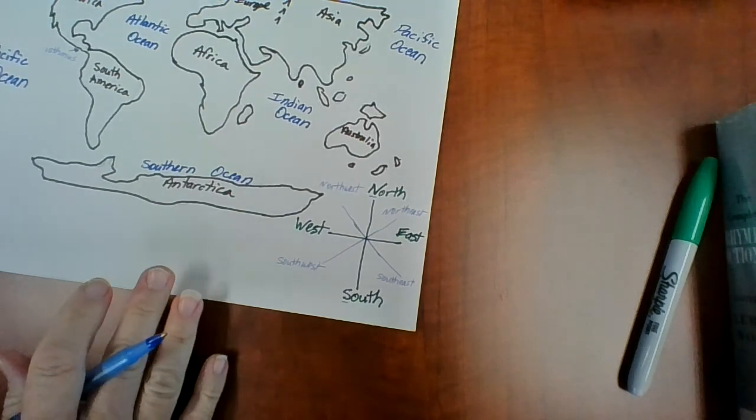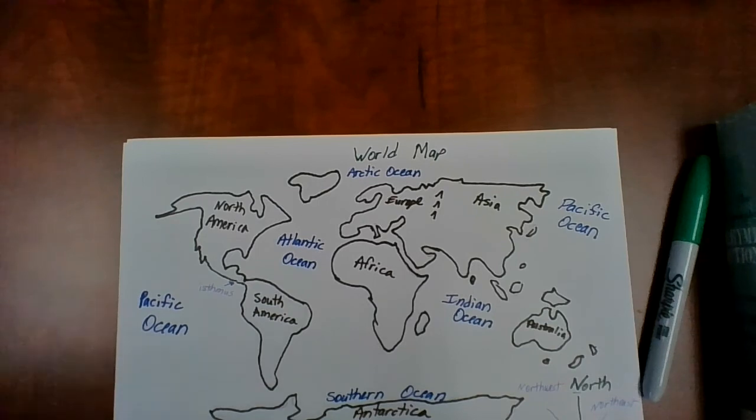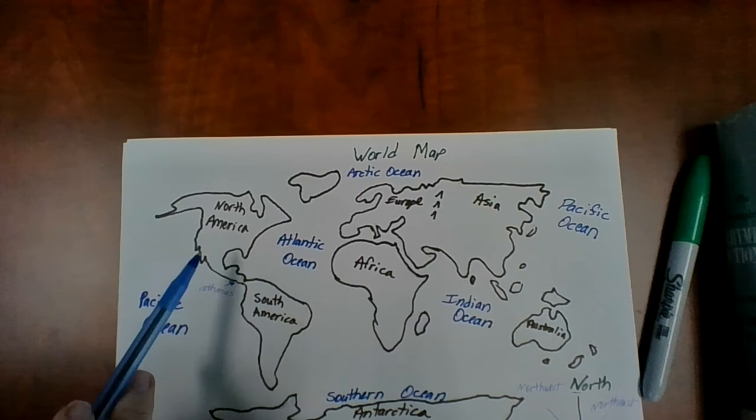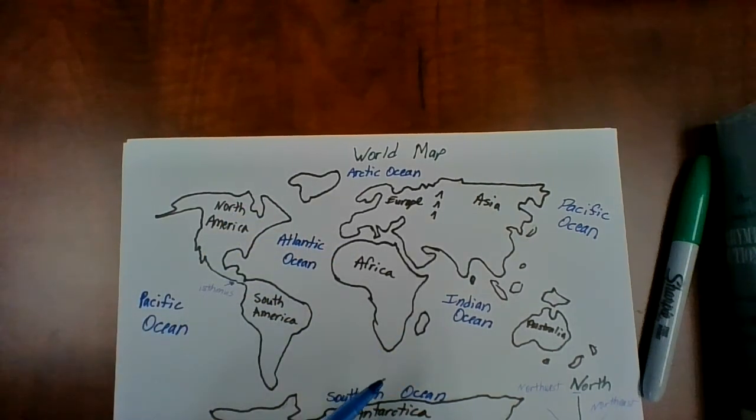And then that is where we'll stop for today. I will post a picture of this so you can see it. You can also Google a map or use a map from the textbook. But I would like you to draw a world map, and you need to include these continents and oceans. And I will provide a list to give you a checklist to make it easy for you.